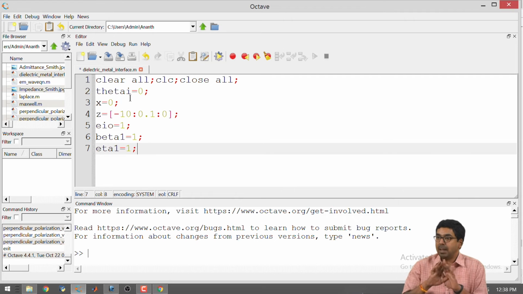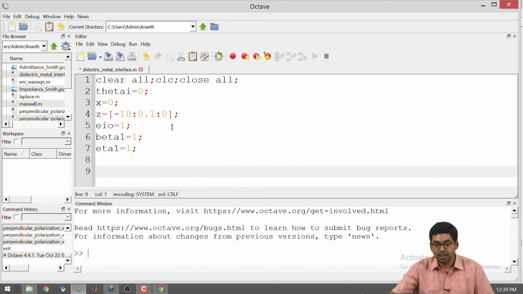So, I fix as many quantities as possible to ones and zeros, so that I reduce my expression a lot. Then I try to figure out what happens, and it is very easy for us to understand what exactly is going on. So, I have fixed everything to a very convenient number. Then I am just going to take the expression for the electric field. E1 is what we had written.